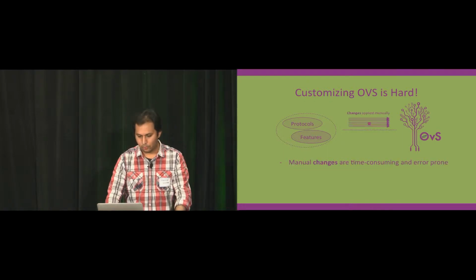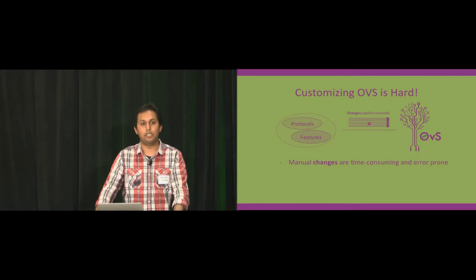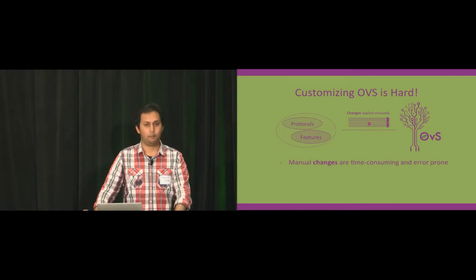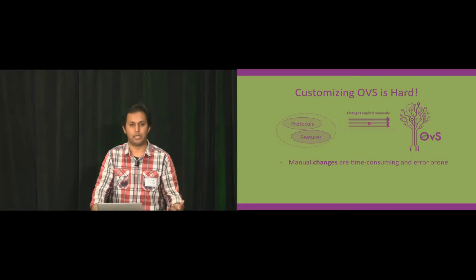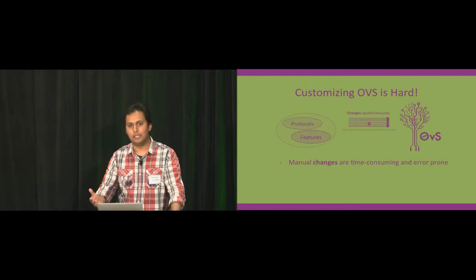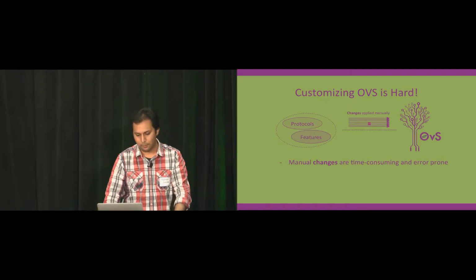Also, manual changes are time consuming, as we all know, and they also lead to errors because probably a human is sitting down and writing these changes manually. So chances are that it might end up with some errors, and these errors might not be that obvious. Detecting or finding these errors is not as simple and can take up a lot of time.